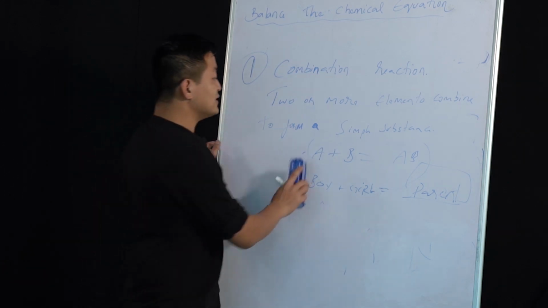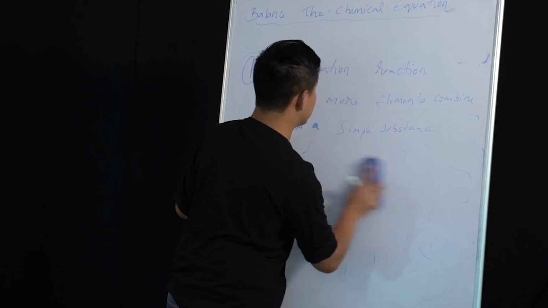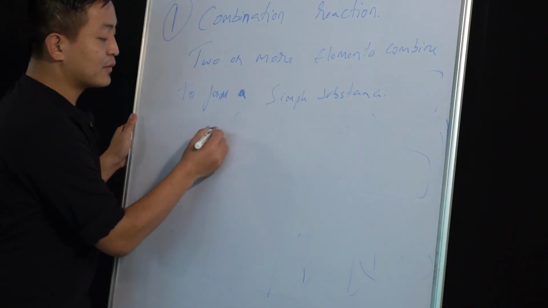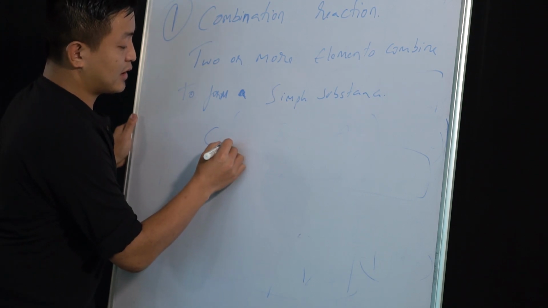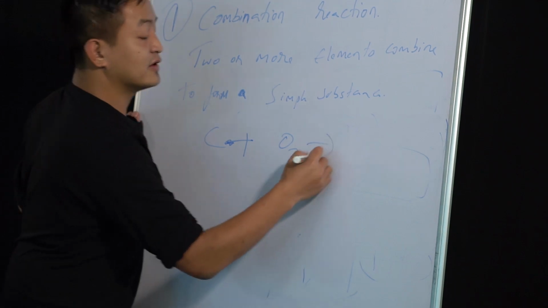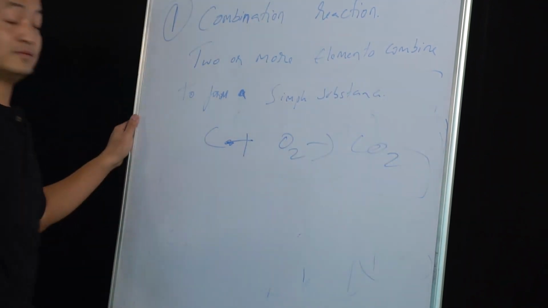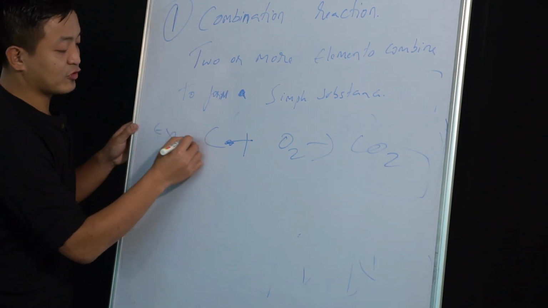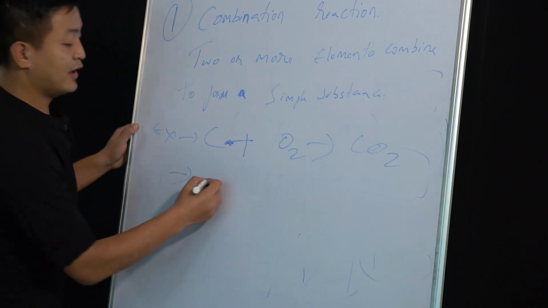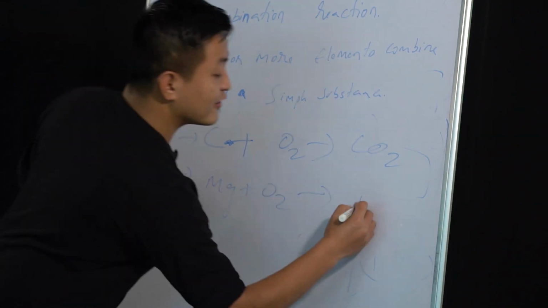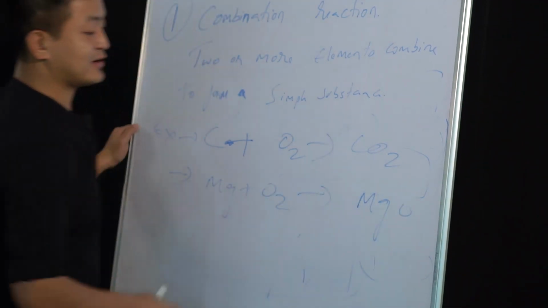So the chemical reaction for this combination reaction, I'll give you carbon: C, carbon plus oxygen gives carbon dioxide. Clear? This type of equation is already balanced. The second example that I'll give for combination reaction would be magnesium and oxygen together. We have magnesium oxide.